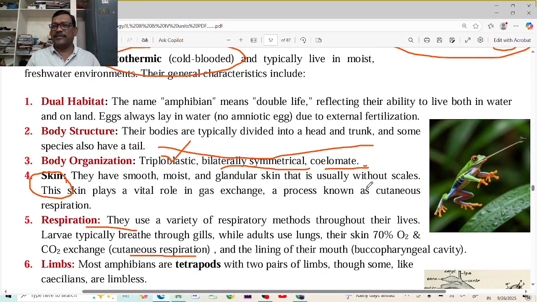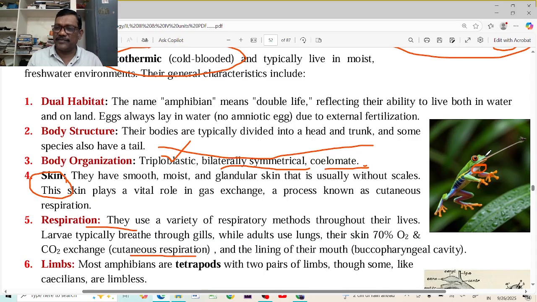But in frogs, this region is called the buccopharyngeal cavity. Why is it called a buccopharyngeal cavity? It means the buccal cavity and pharyngeal cavity form only one chamber in these animals. But in our body, this is the buccal cavity and this is the pharyngeal cavity. These two chambers are separated.